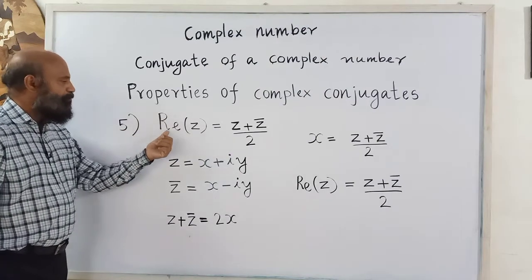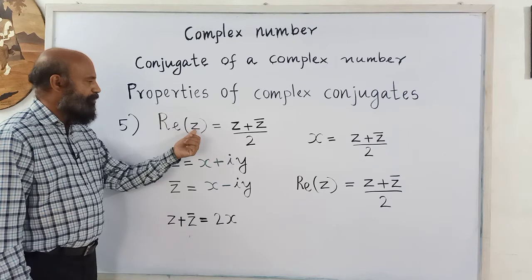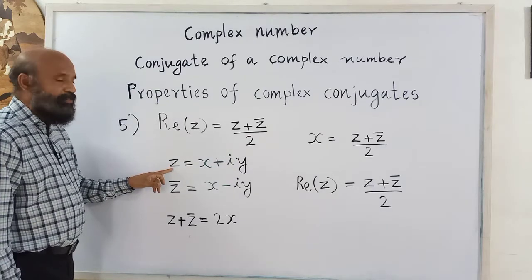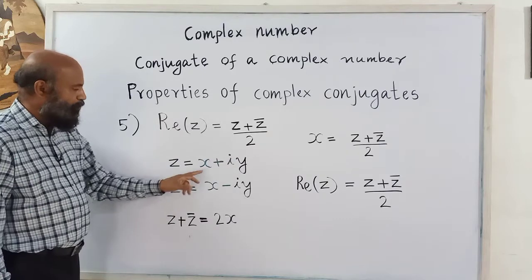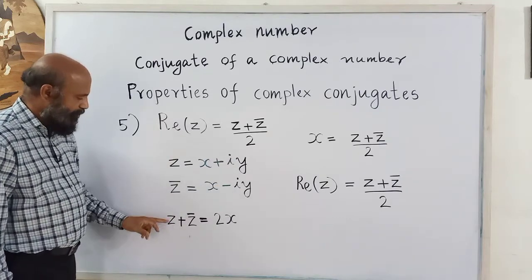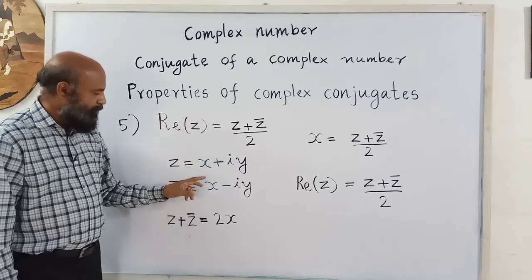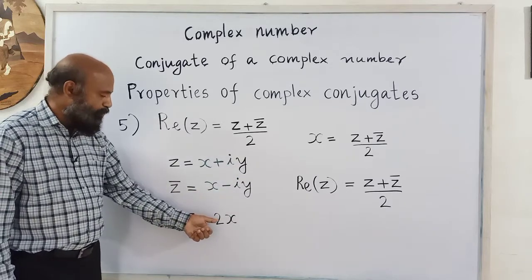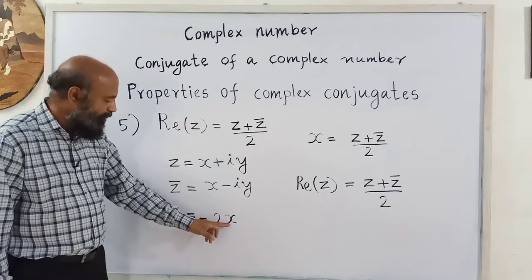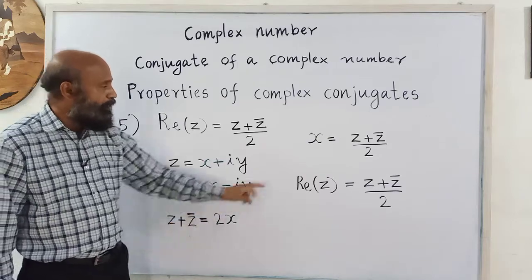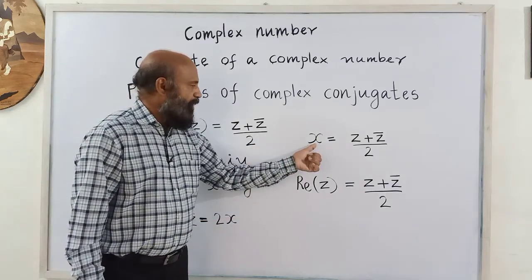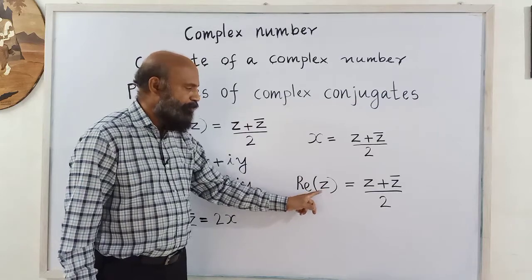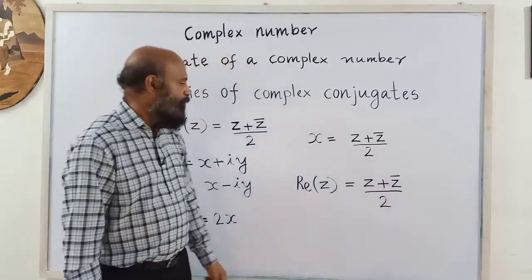The fifth property: the real part of the complex number is equal to (Z plus Z conjugate) by 2. Proof: Z is equal to x plus iy, so its conjugate will be x minus iy. You add Z plus Z conjugate. So x plus x is 2x, and iy minus iy gets cancelled. So Z plus Z conjugate is 2x. So from this we can write x is equal to (Z plus Z conjugate) by 2. Then x is the real part of the complex number. So for x we can write the real part of Z. Real part of Z is equal to (Z plus Z conjugate) by 2.